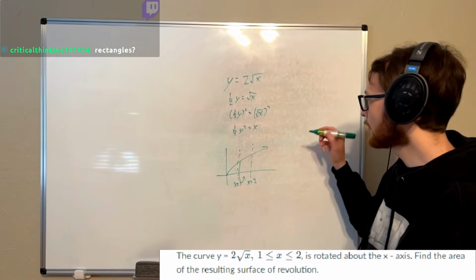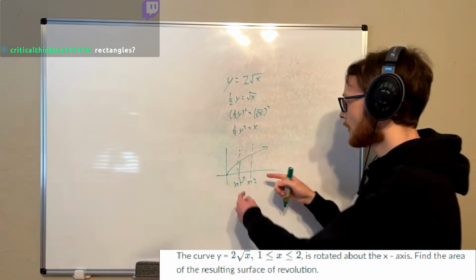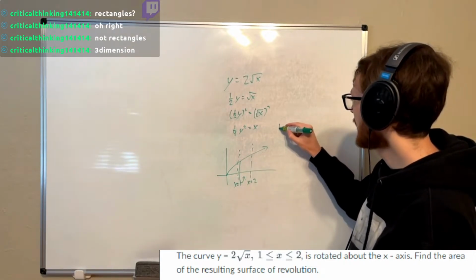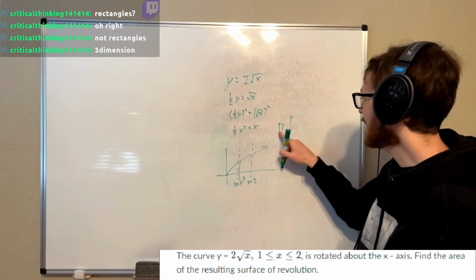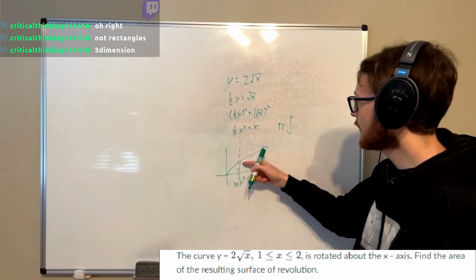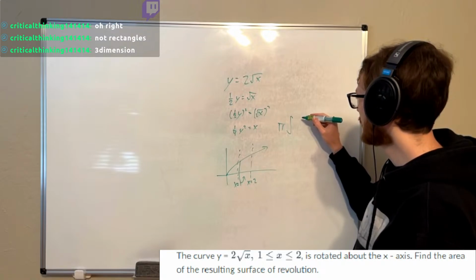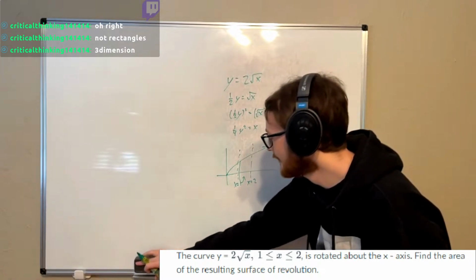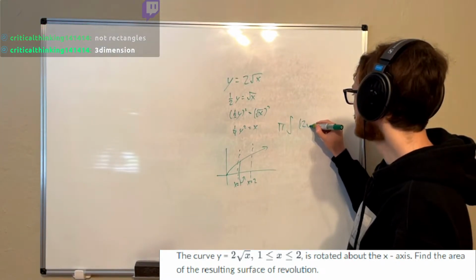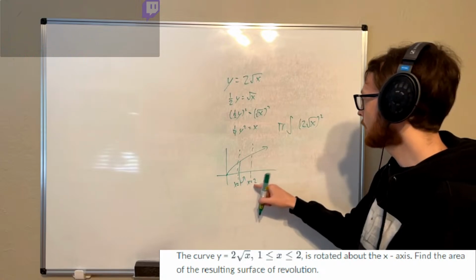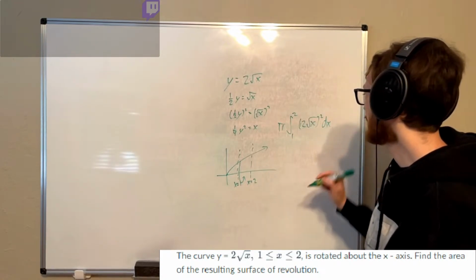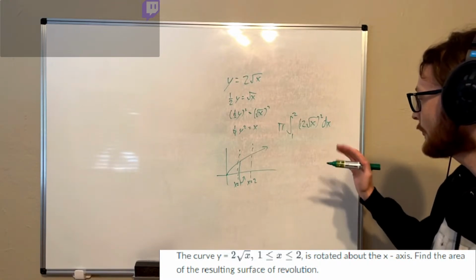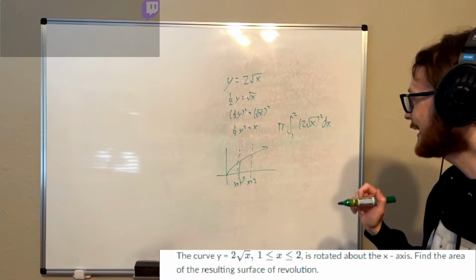So when we go to set up the integral, we're taking infinitely many circles between 1 and 2. And we do that with integration. So we have pi still times our radius squared, and our radius is 2 root x. Oh my god, I was about to write root 2x again. From the bounds that they give us, 1 to 2, dx. And once we do this integral, we have our answer. You can technically do this with cylindrical shells as well. I think it's needlessly complicated, though.